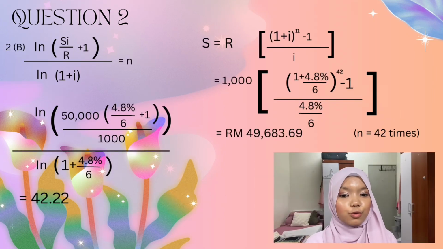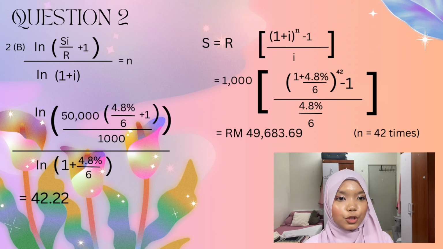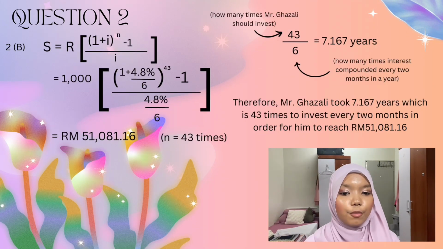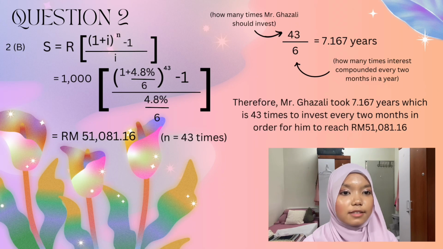For question number 2B, you can use the formula ln(SI/R + 1) divided by ln(1 + i) equals N, and the final answer that we will get is 42.22. Next, we can use the formula S equals R((1 + i)^N - 1)/i, and the final answer that we will get is 49,683 ringgit 69 cents. This is when N equals 42 times. Next, using the same formula, we will get the final answer, which is 51,081 ringgit 16 cents. This is when N equals 43 times.